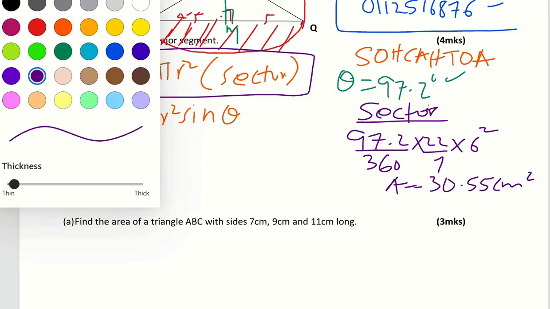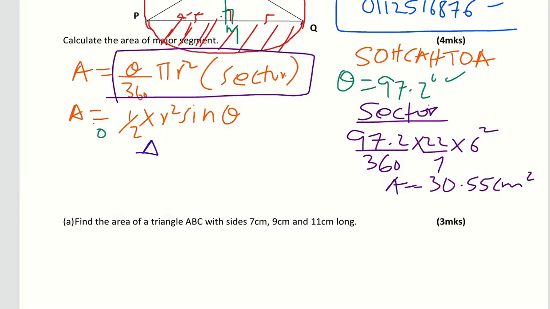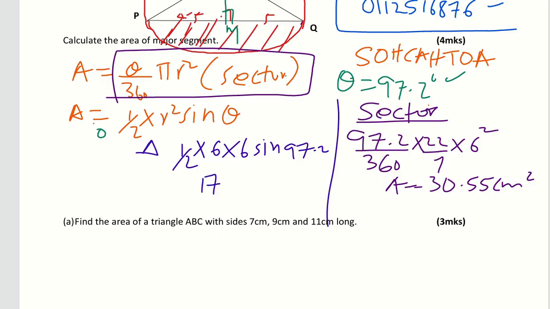Whereas if you want to get the area of the triangle, the area of the triangle will be given by a half times the radius, which is 6, times the radius, which is 6, times the sine of the angle in between, which is 97.2. So that will give us 17.86 centimeter squared.